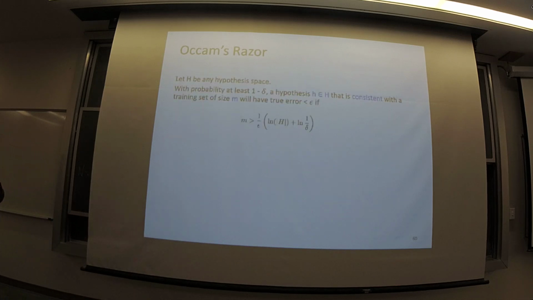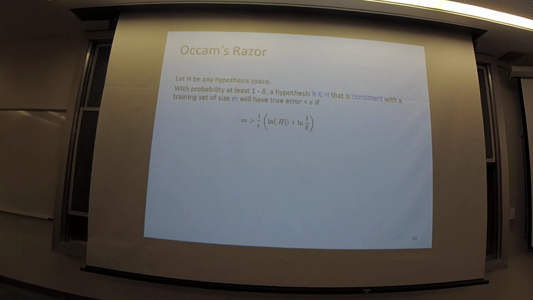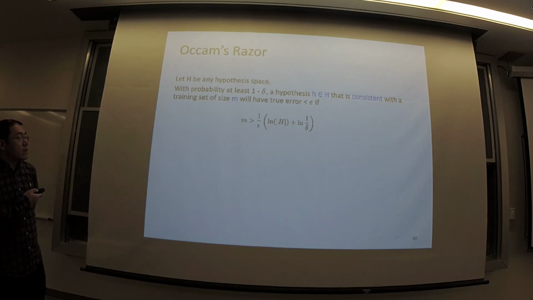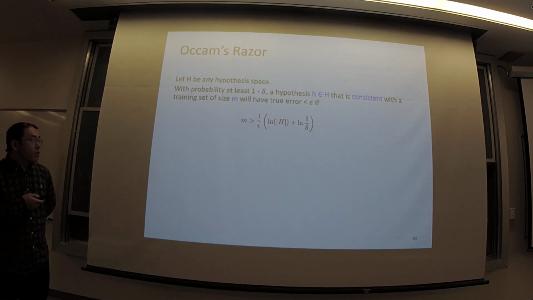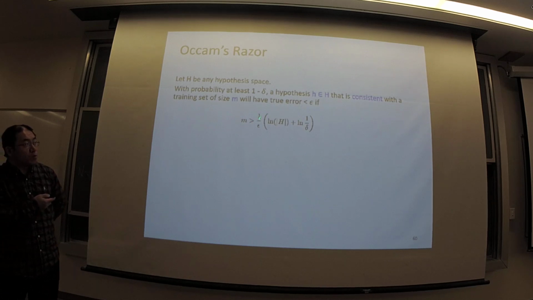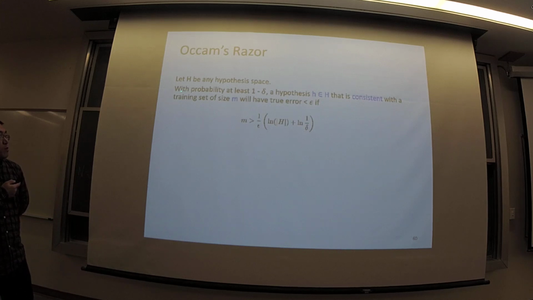Okay, so now let's look at the conclusion we have derived. We can list it in this way, right? Let big H be any hypothesis space. Then we can claim that if the number of training examples is bigger than this lower bound, then with probability at least 1 minus delta, a hypothesis h that is consistent with the training set of size m will have true error less than epsilon.